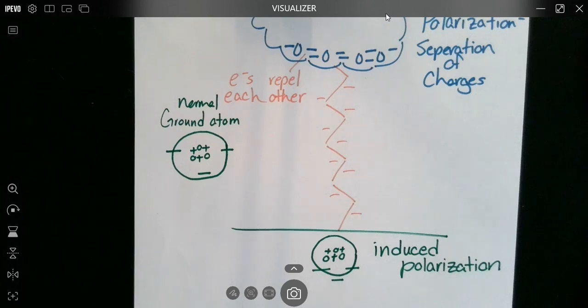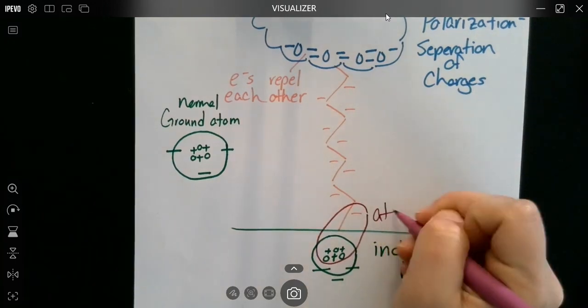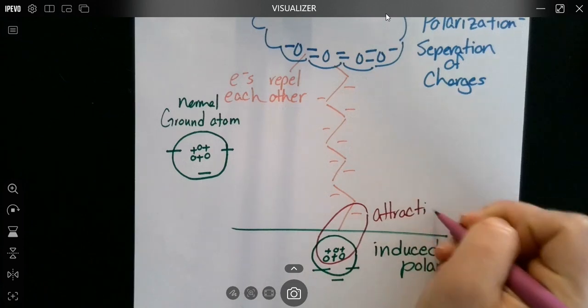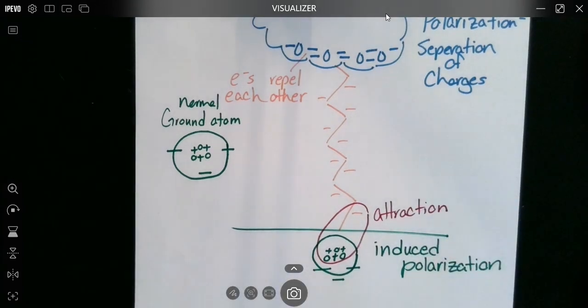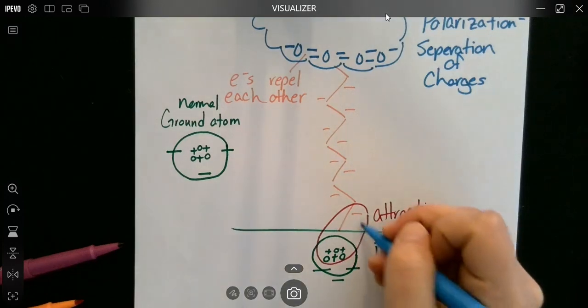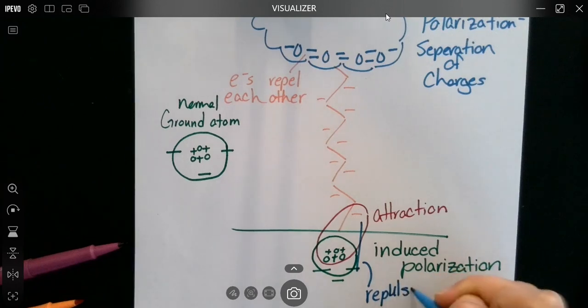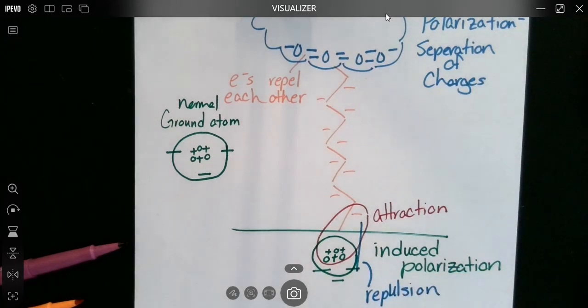And the reason we have induced polarization is due to the attraction of the negative charge of the lightning to the positively charged nucleus, as well as the repulsion of the two electrons, the two negative charges.